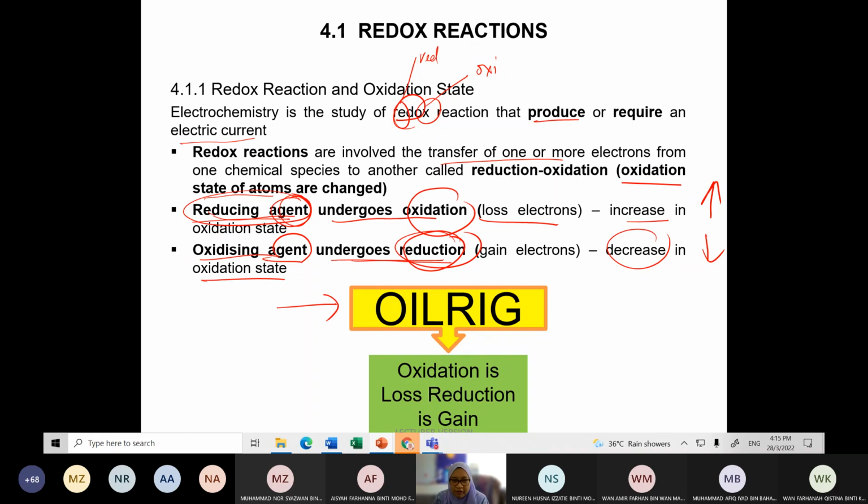This is the formula for it: OIL RIG. Oxidation is loss, reduction is gain, in terms of electrons.